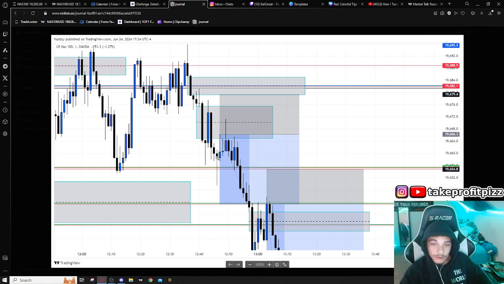Waited for price to come down, tip its hand to us. It tips its hand right here on this wick and on this wick. Wait for it to come back up. Filled the fair value gap. We got in somewhere around here, like right in this wick somewhere. Sold it back down to some key levels we already had marked up from the previous price action.